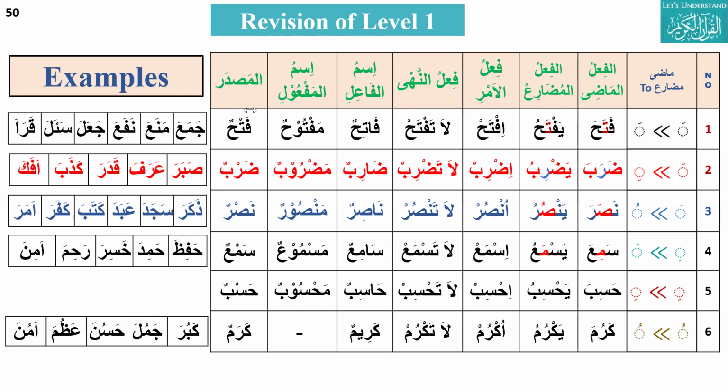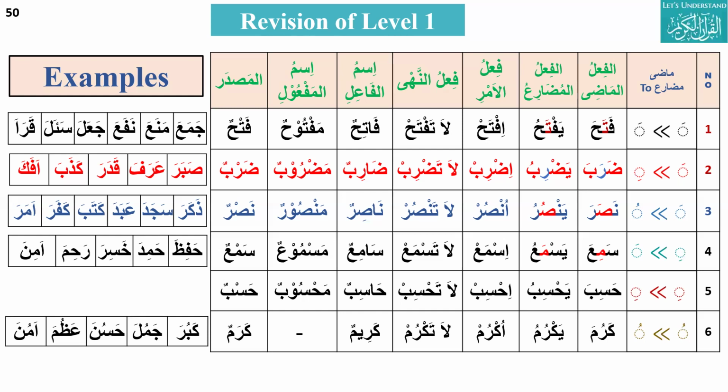Musab. Yes, assalamu alaikum. Alaikum assalam. Musab, can you please summarize level one? Level one has six chapters: Bab Fatha, Bab Daraba, Bab Nasara, Bab Samia, Bab Hasiba, and Bab Karuma. Okay, how will you define them? When you say Bab Fatha, explain that. The first chapter, Bab Fatha, is Fatha Yaftahu, Fatha Fatha, the fatha stays fatha. The second is Bab Daraba, Daraba Yadribu, the fatha becomes kasra. The third is Bab Nasara, Nasara Yansuru, the fatha becomes damma.